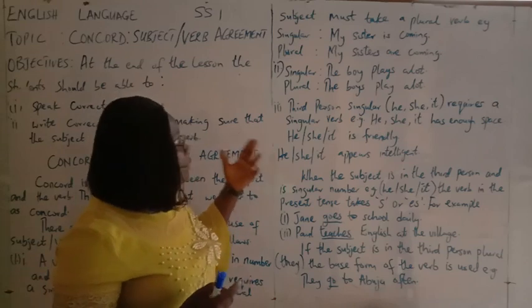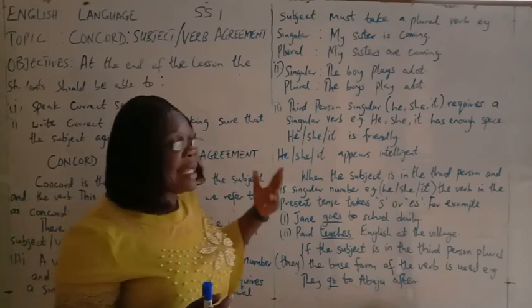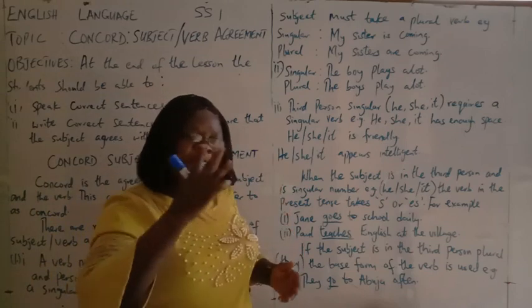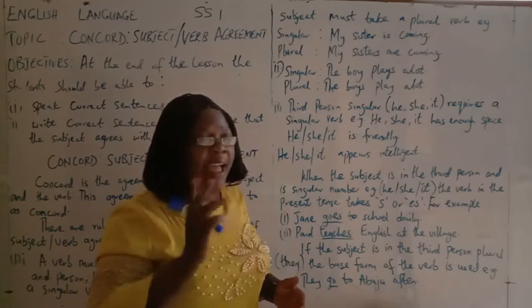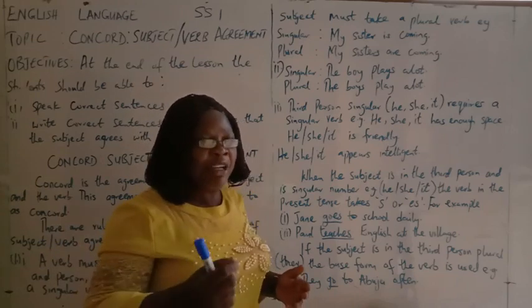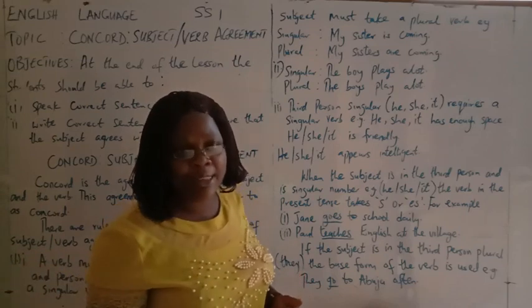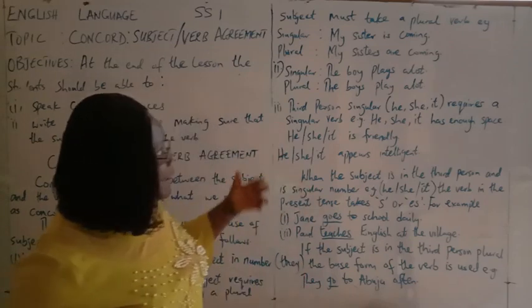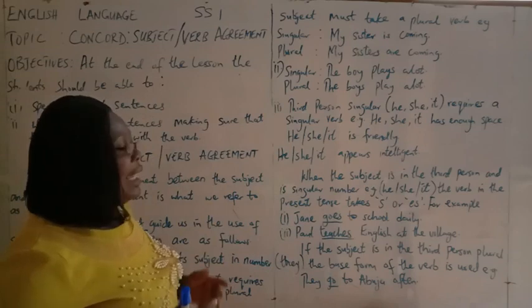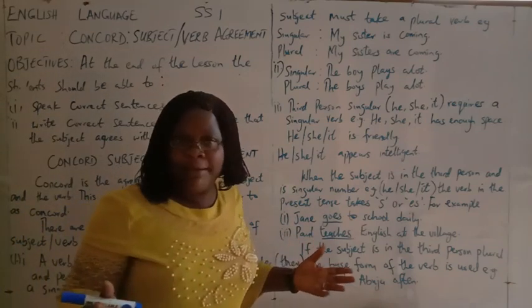Example 2. The boy plays a lot. You discover that it is the singular verb that carries the S, the ES. Unlike the nouns, whereby you have the plural carrying the S and the ES. So please take note of that. The boy plays a lot. Then if it's plural now, the boys play a lot. It doesn't carry S.